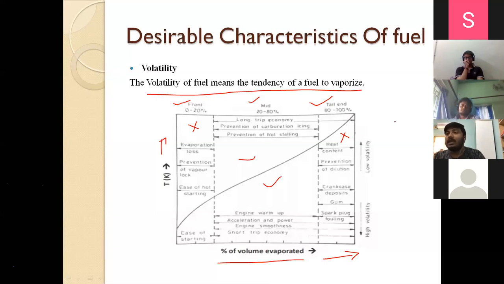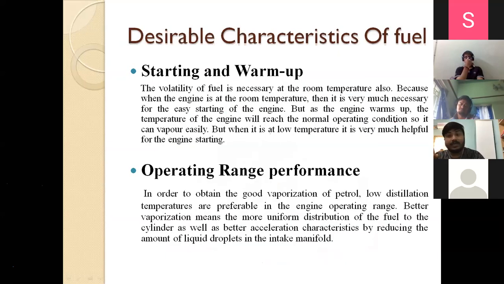That's why the high vaporization of the fuel is not required. So what is required? It is the 20 to 80% of the fuel vaporization. That is for the smooth running and for the prevention of the higher friction. That is required. The fuel should be volatile between the 20 to 80%.